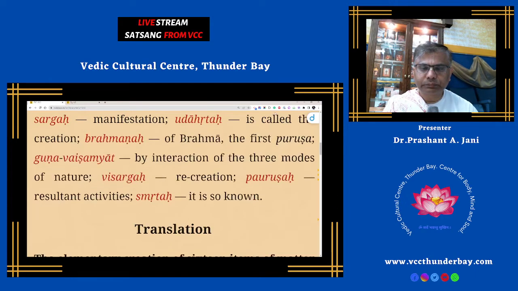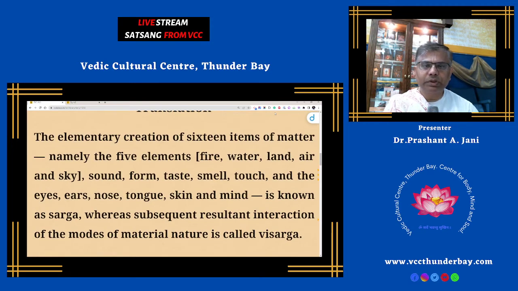Translation. The elementary creation of 16 items of matter, namely 5 elements: earth, water, air, fire, ether, sound, form, taste, smell, touch, and eyes, ears, nose, tongue, skin, and mind is known as sarga. Whereas the subsequent resultant interaction of the modes of material nature is called visarga.